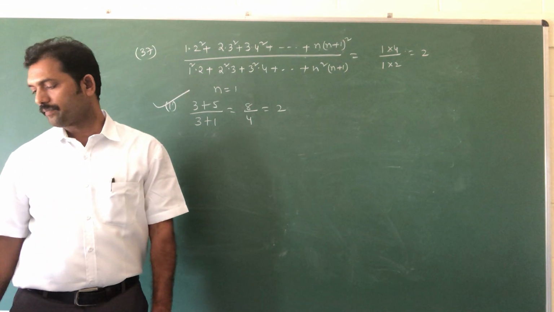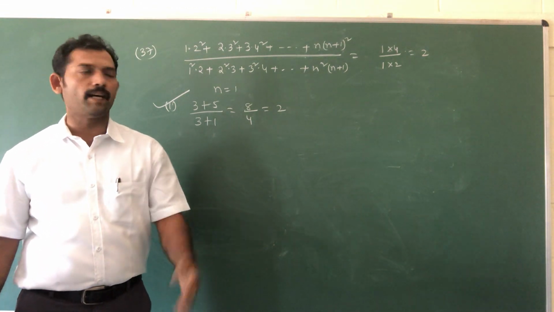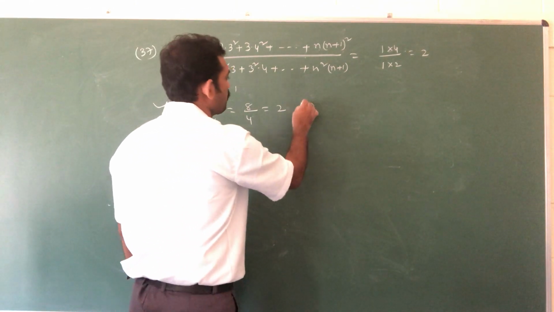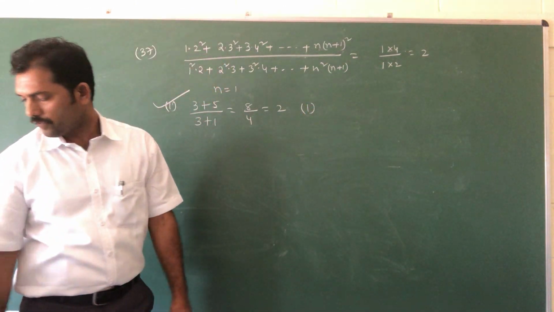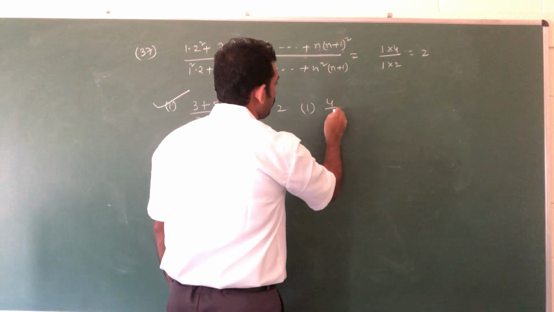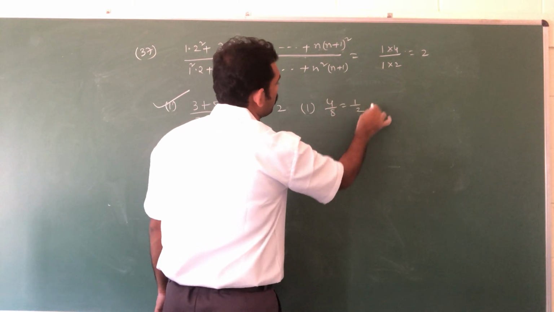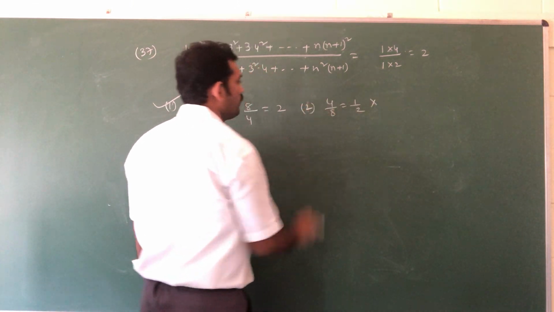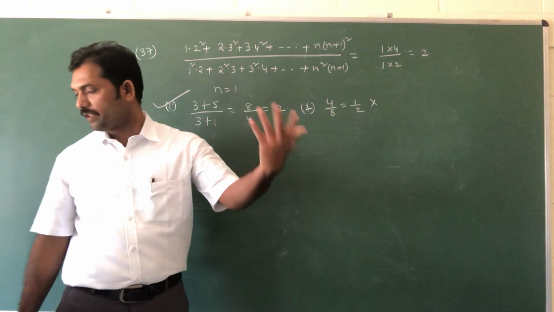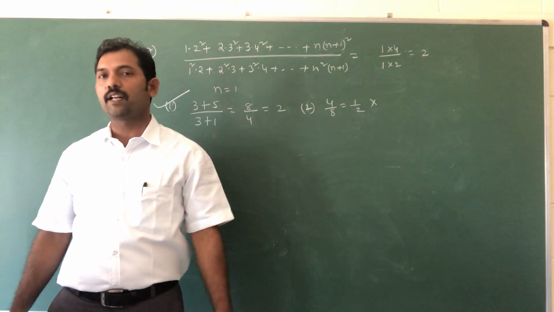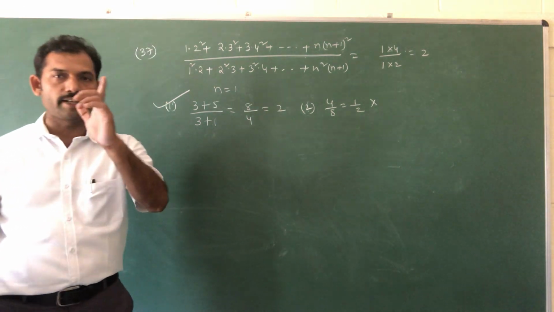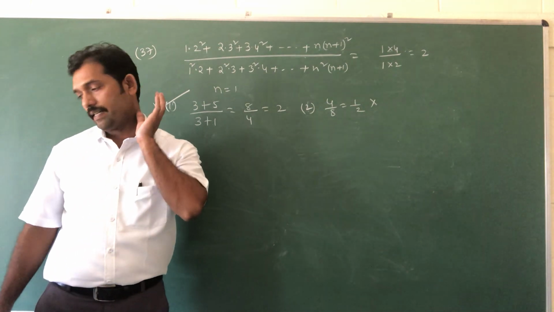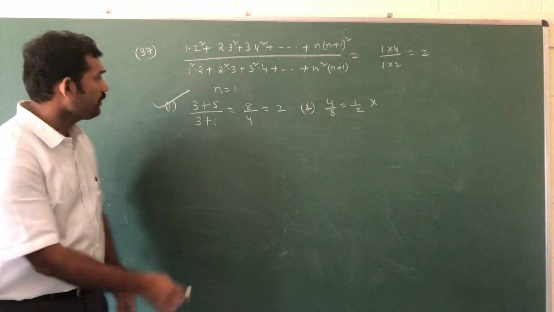Otherwise you check the second option. What is our second option? 3n plus 1, 4 by 8. 4 by 8 is what? That is 1 by 2, so option 2 is wrong. Option 3 also you didn't get. Option 4 also none of this. So option 1 is correct. Next one, 38.